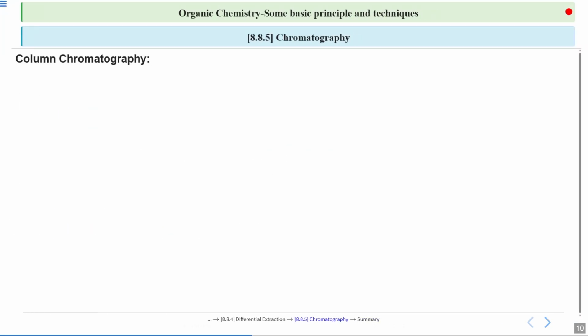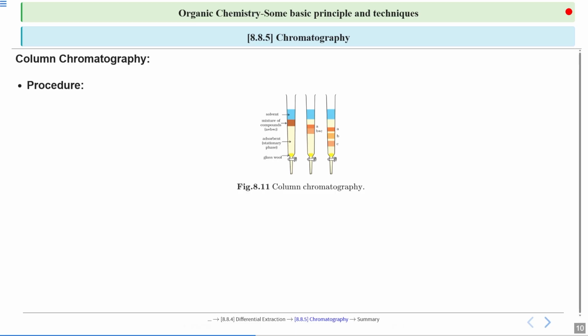Let us do the process. How will we separate it? So this was our setup. The first step is that you allow the solvent to flow down from the top. Okay, so it will start to flow from the top here.